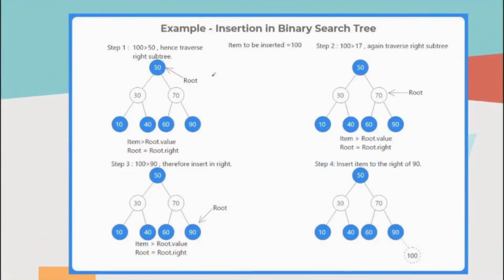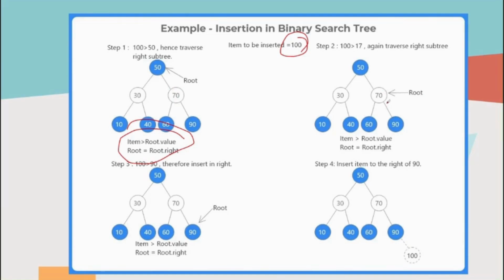Next, let's illustrate with an example. This is the logic that we are going to implement for traversing the right subtree. Here, the check is whether item is less than root.value. The element to be inserted is 100, so 100 is the item and root.value is 50. The item is greater than 50, so it will check the next nodes. Root equals root.right, which means it will move here, pointing to 70.